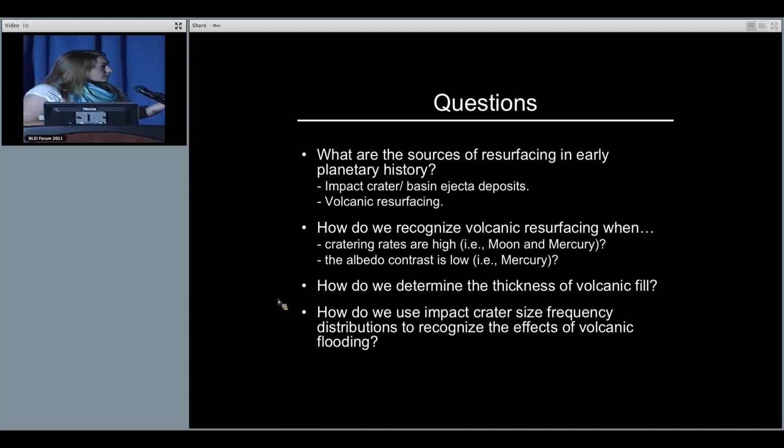And so look at these different deposits and try to understand what changes when you have different cratering rates, when they're much higher, such as on the Moon and Mercury, and also specifically when there's an albedo contrast, when it's particularly low, as on Mercury. In addition, getting a better constraint on the thicknesses of volcanic fill and volcanic plains is really important to understand volumes and fluxes of material that are being emplaced onto these planetary surfaces. And in addition to that, we wanted to begin to employ the crater size frequency distributions and see how much information we'd be able to extract from those on these particular surfaces.